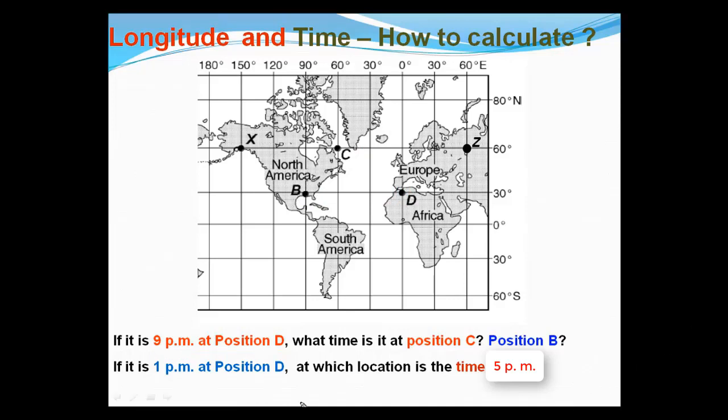Let's understand with the help of another example. If it is 1 p.m. at position D, at which location is the time 5 p.m.? As you know, every 15 degrees longitude equals 1 hour. If it is 1 p.m. at position D, so definitely the place is ahead of D. Now we calculate it is about 4 hours ahead. So it is around 60 degrees and the position is Z.